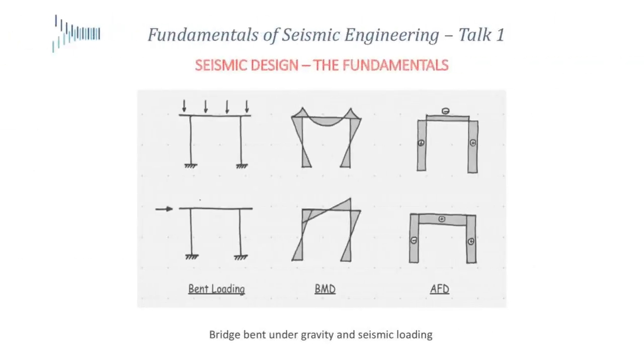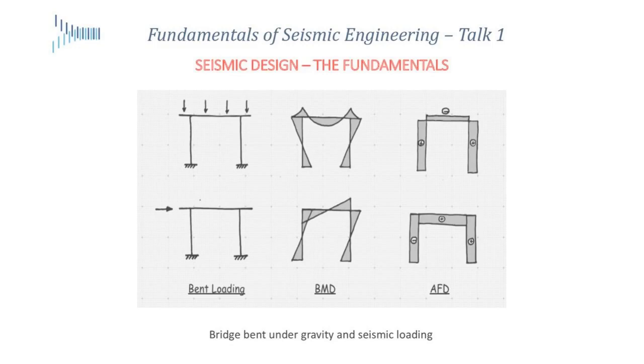So let's get started. I want you to just focus a little bit on the screen here, and what I've drawn is really a 2-column bridge bend with, say, 4 girders, and the arrows you see is the gravity load from each girder that's transferred to the bridge bend.